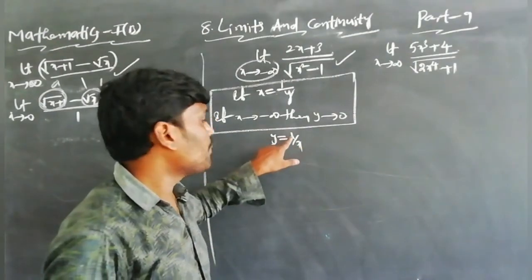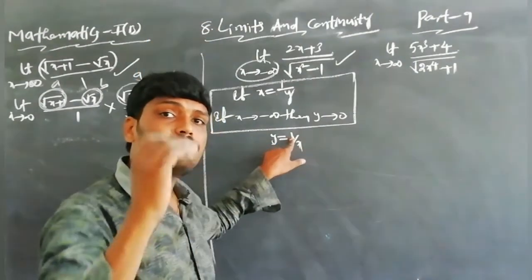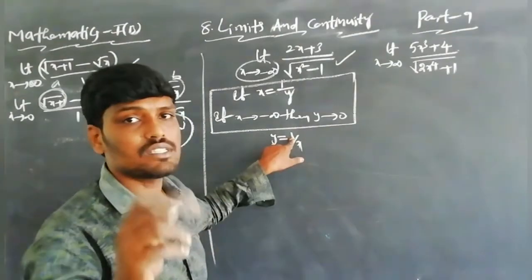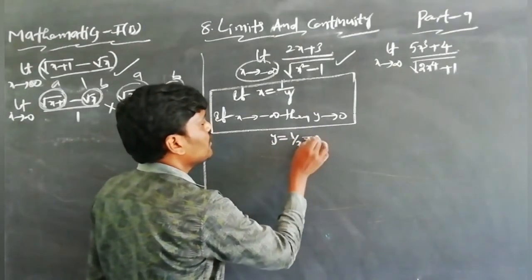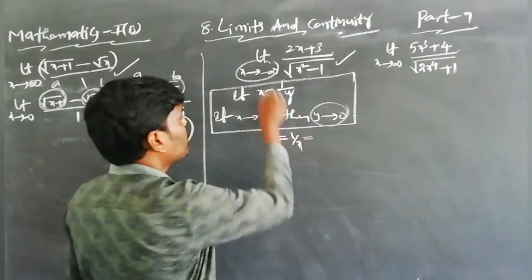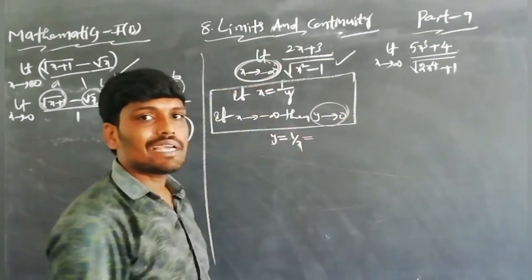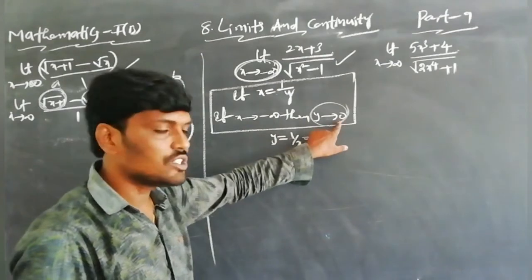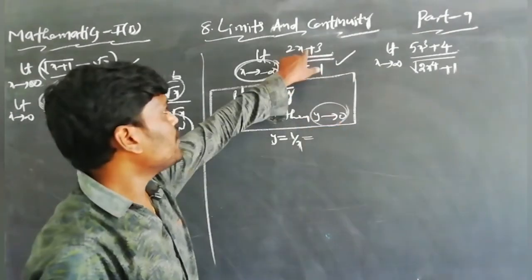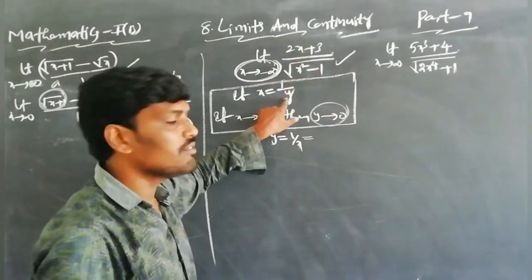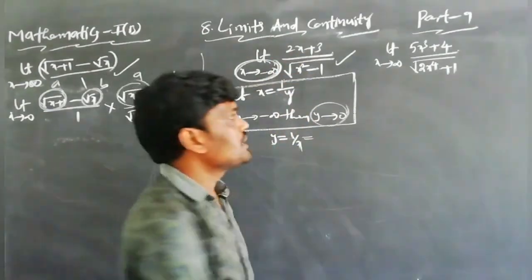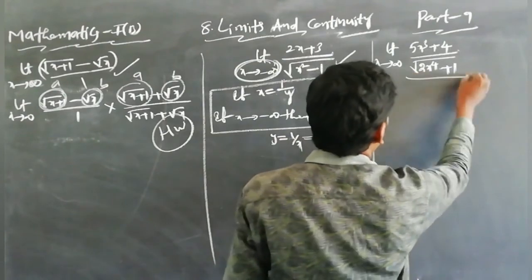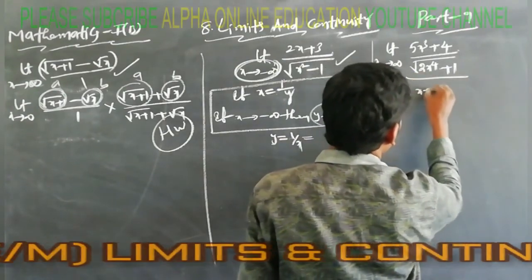Here minus 1 by infinity is nothing but minus 0, and minus 0 is equal to 0. This is the y value: y tends to 0. So in place of x tends to minus infinity, you can write y tends to 0, and in place of x we can write 1 by y. After that, simplify like our previous problems. Similarly, this is also a similar problem: put x is equal to 1 by y.